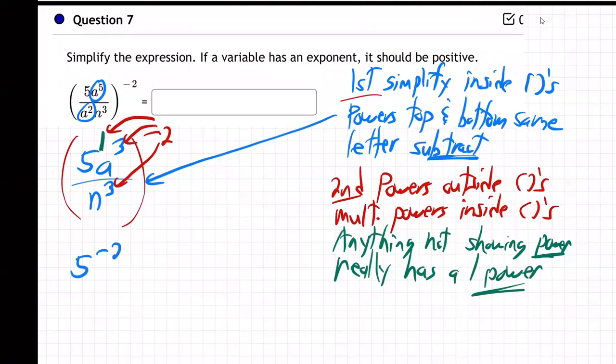We get 5 to the -2, a to the -6 over n to the -6. Parentheses are gone now. Remember, whenever something from the outside of parentheses goes in, the parentheses drop off. So the power outside the parenthesis, the -2, multiplied all the powers inside the parenthesis. And so we get to that point, including the 5 to the 1. Anybody not showing their power really has a 1 power. So we get to here now.